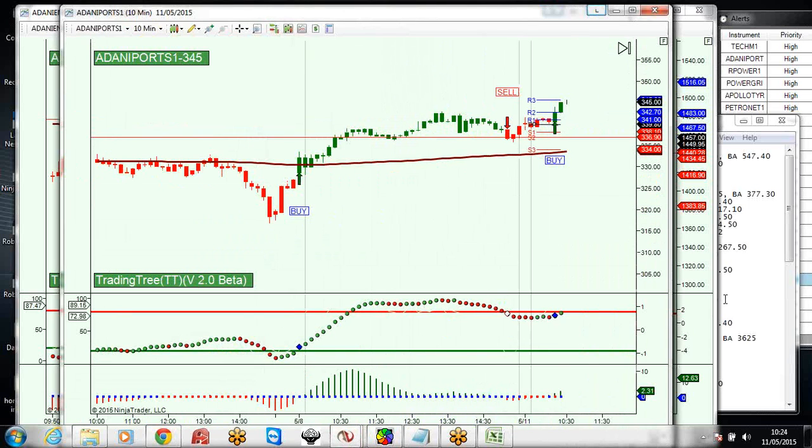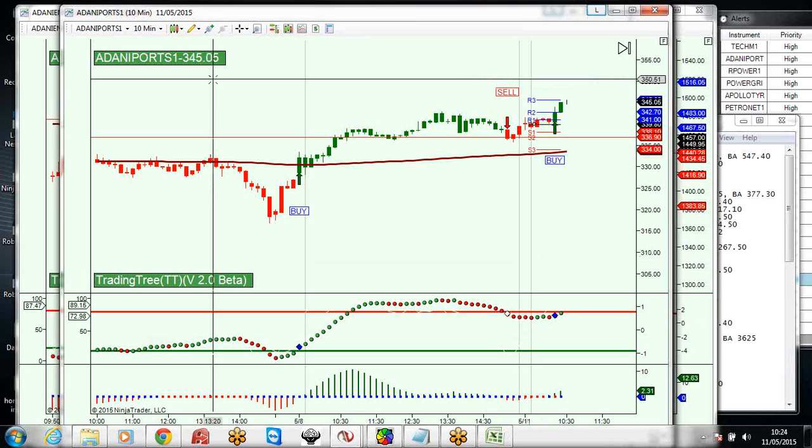Adani Ports, you entered at 338, 340. Adani Ports is at 345 now, not 243.